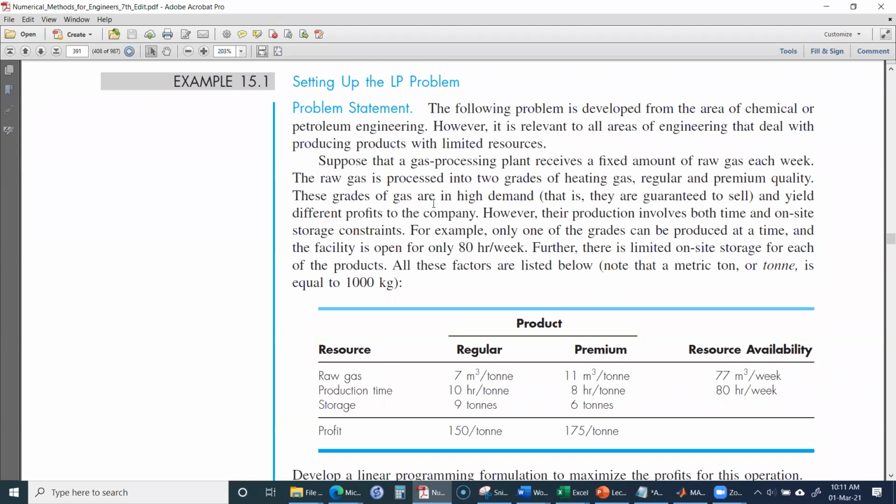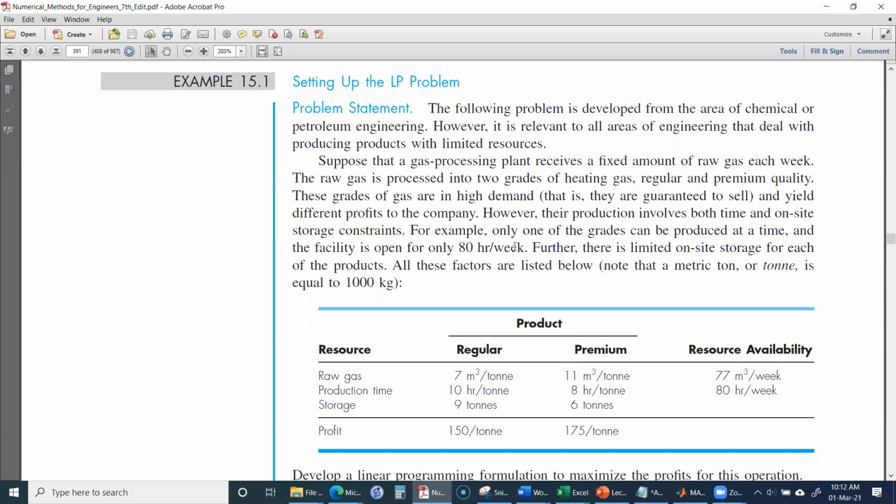These grades of gas are in high demand. That is, they are guaranteed to sell and yield different profits to the company. However, their production involves both time and on-site storage constraints. That means there are time constraints and storage constraints. We cannot spend more than a certain amount of time on the production, and we also cannot store these products on the plant more than a certain amount. So these are the two constraints.